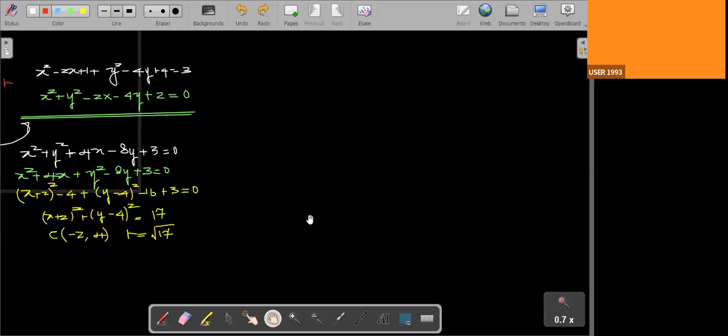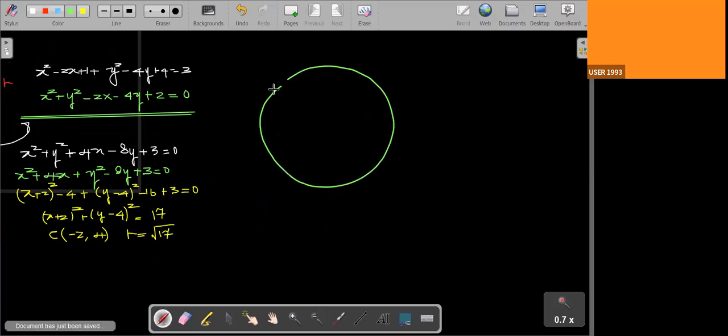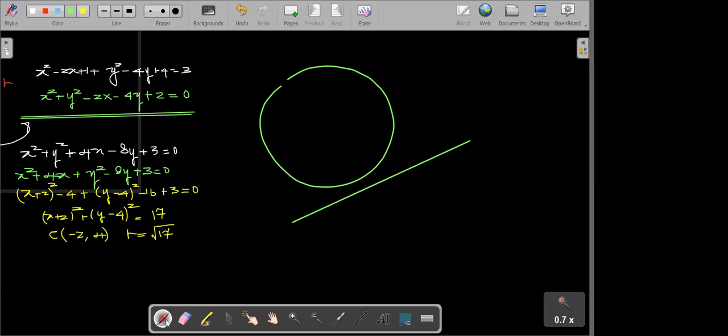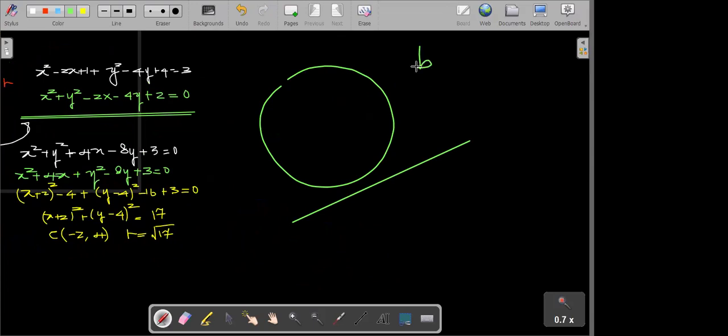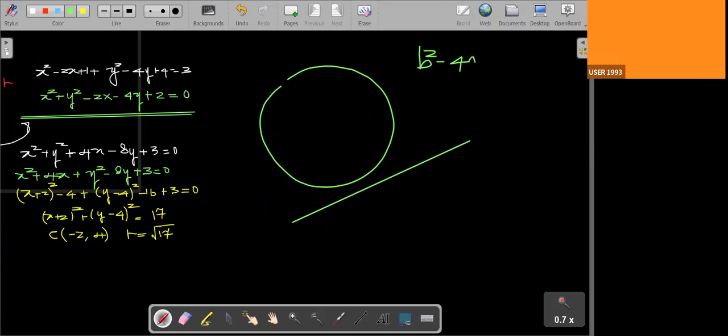And there may be a question like this. They may combine a circle and a straight line together. Imagine you have a circle and there's a straight line. Are they intersecting? No. Then there's no solution between the circle and the straight line. So b squared minus 4ac is what? Less than 0. No solutions.